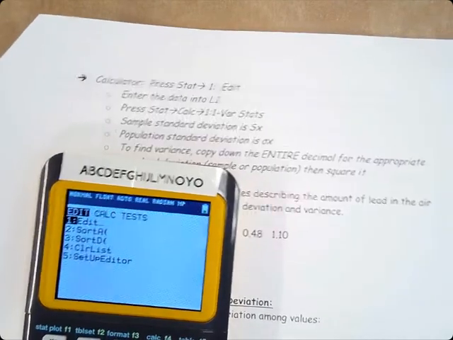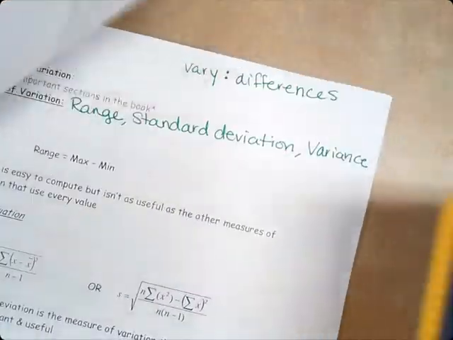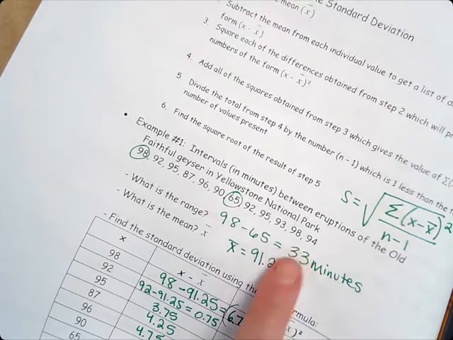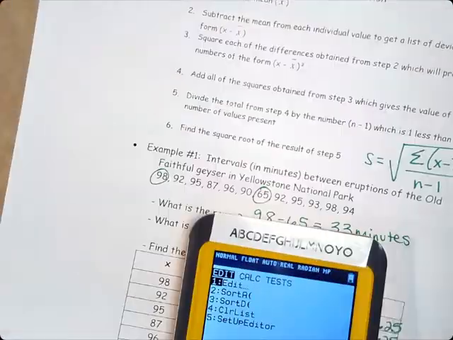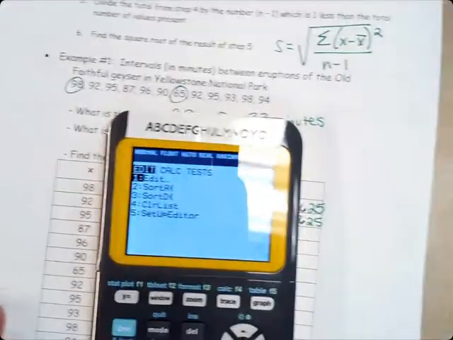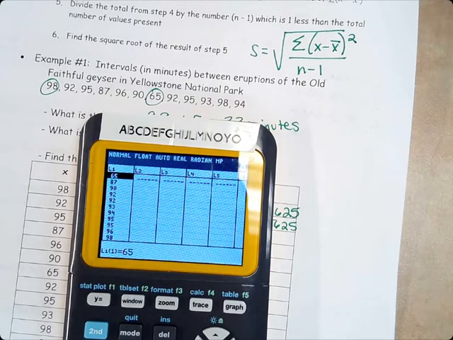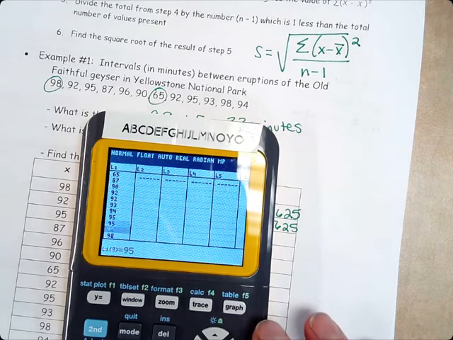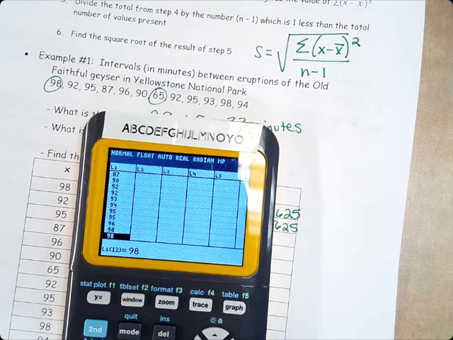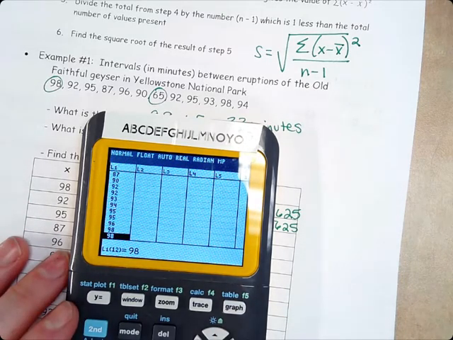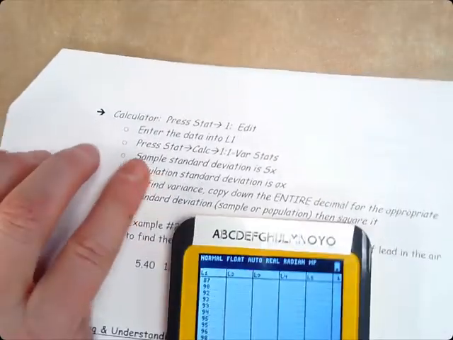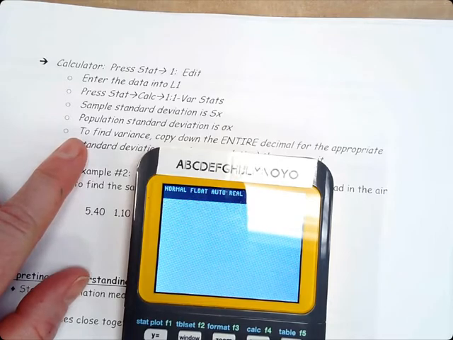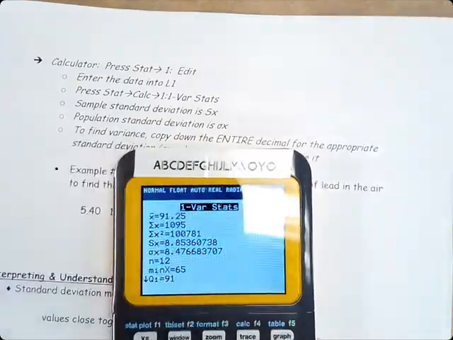All right. So remember how we have our, let's look back over here to those eruptions. Put this in if you don't already have it in. You need to put that in. And we are going to use our calculator to find our standard deviation and variance. Make sure all those values are in there. There should be 12. There we go. Okay, so now we're going to do the same thing, that one var stats. And it tells us right here. So go to stat, calculate, one variable stats, calculate.